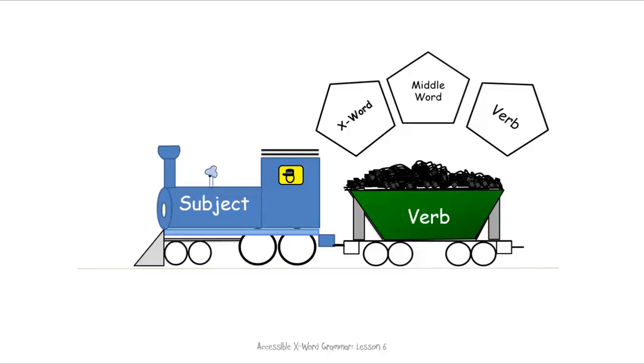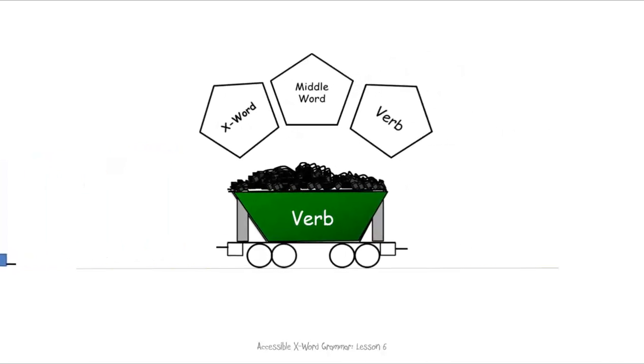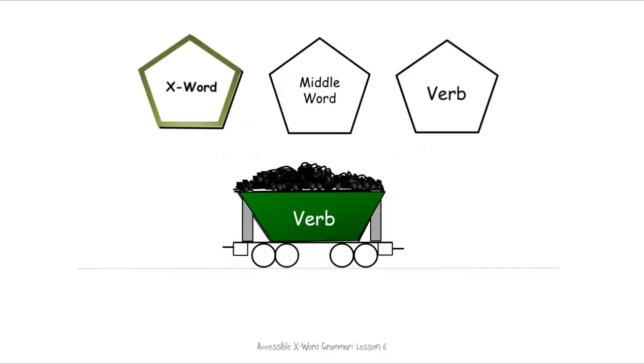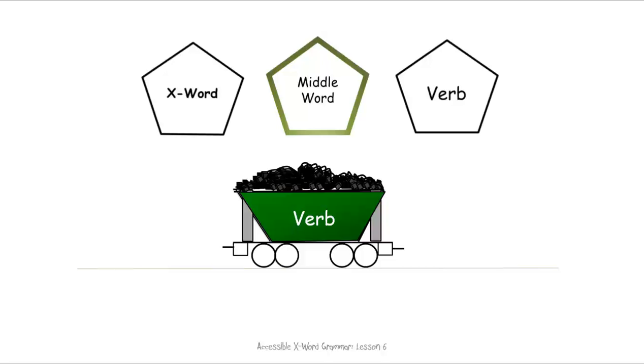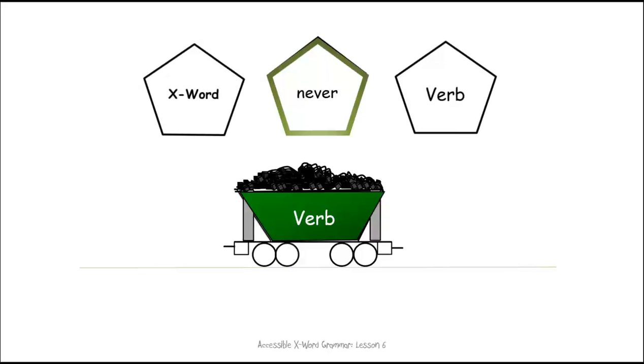How do you make a sentence negative in English? As usual, we start by finding the X word. Then, in the middle word space, we put a negative word like not, the contraction of not, or never. We'll call these N words. Let's look at some examples.